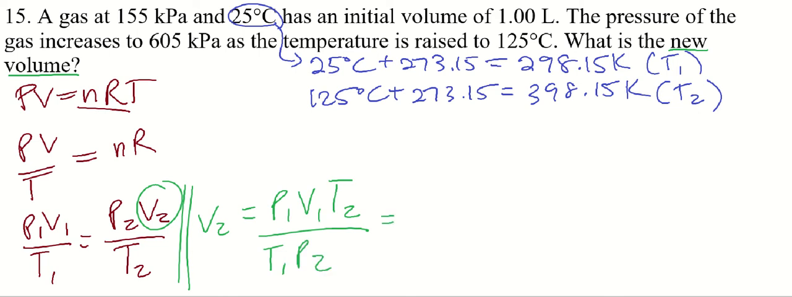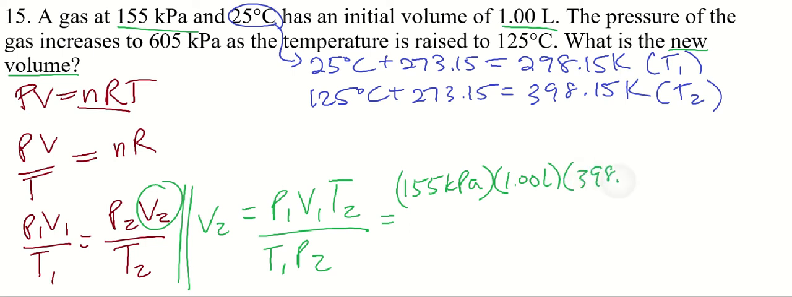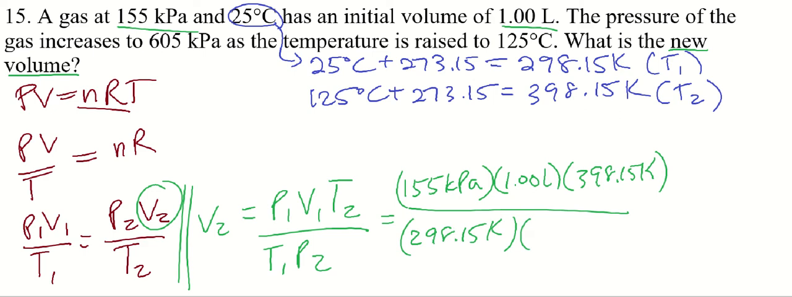So P1 is, what's the first pressure? There it is, 155. V1, the initial volume, there it is, 1.00. And then T2 is 398 Kelvin, and that goes all over T1, 298. And the second pressure is 605 kilopascals. What's going on here? 601 kilopascals. Gas is, okay.